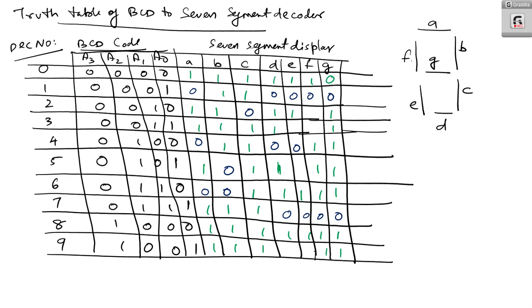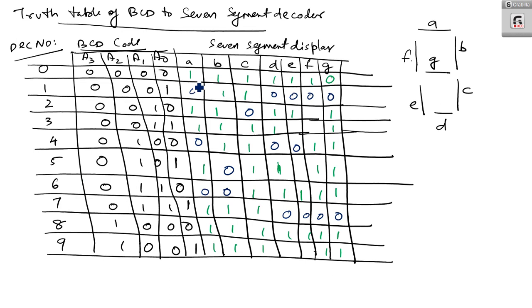Now here what we need is the expression for A. That is our only intention. Now how to get this expression for A? If you look at the truth table, you can see that A is equal to sigma m 0, 2, 3, 5, 7, 8, 9.